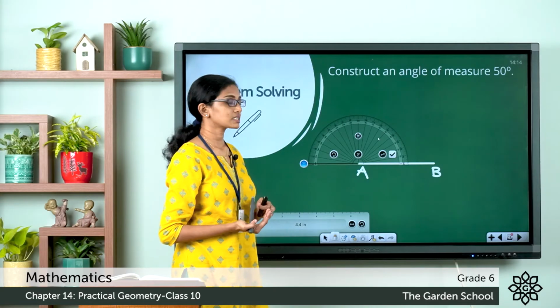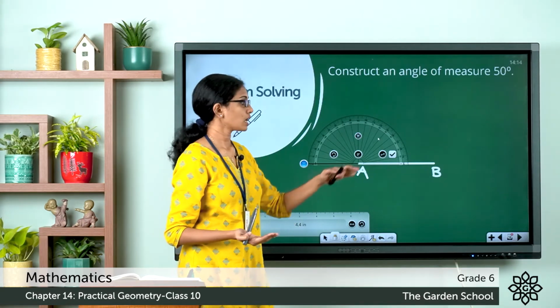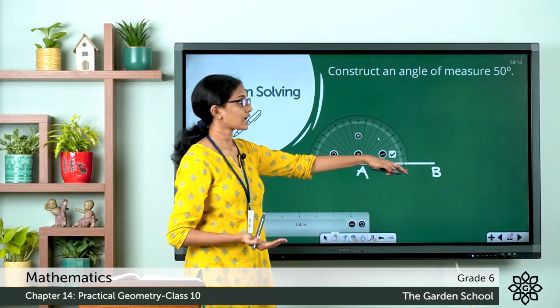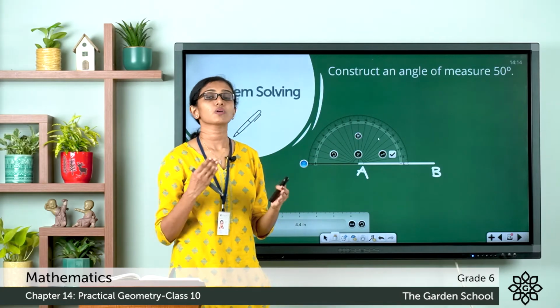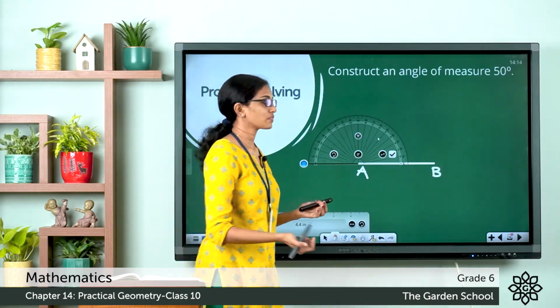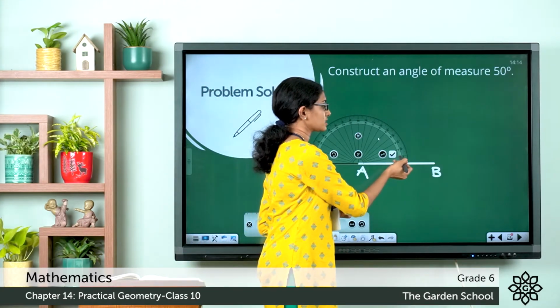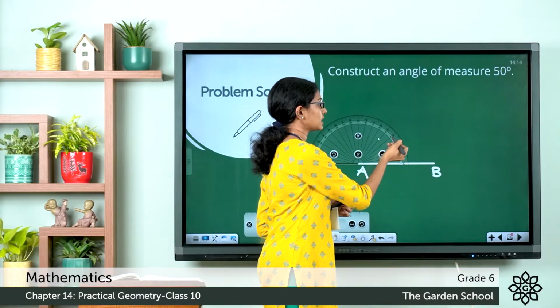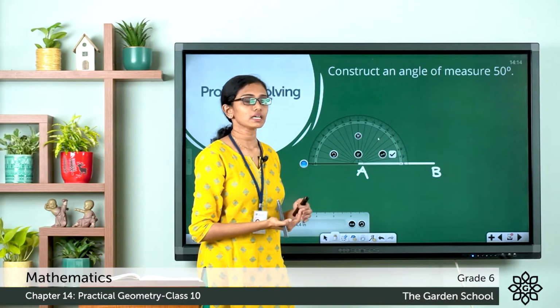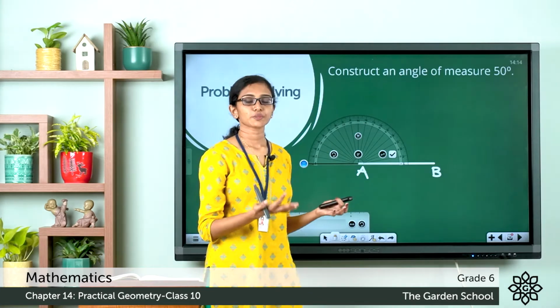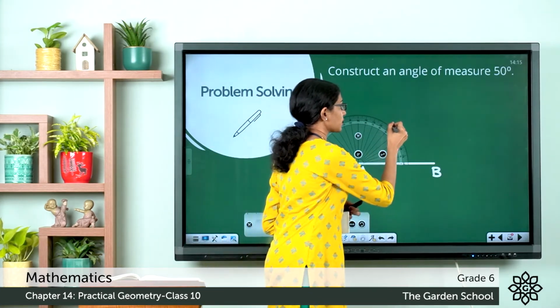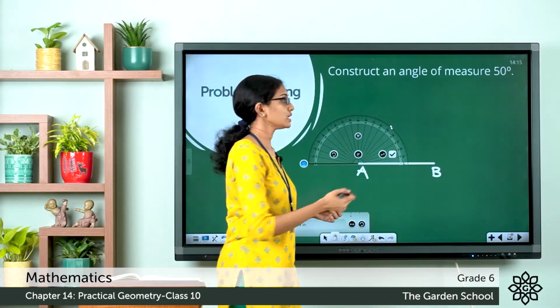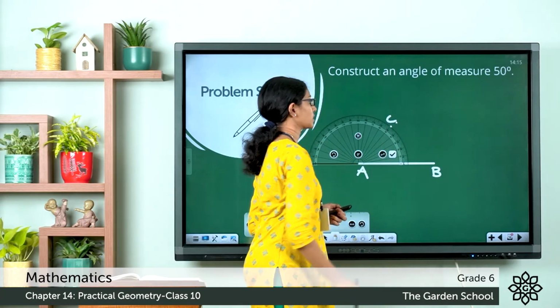So now the next step is to start counting from 0 degree, and the required angle should have a measure of 50 degree. So start counting from 0 degree. This is 10 degree, 20, 30, 40, 50. So you can see the 50 degree mark. Corresponding to the 50 degree mark, you put a point and let this point be point C.